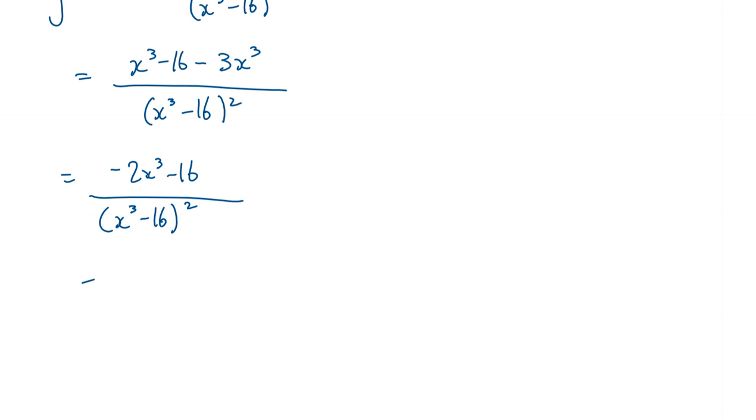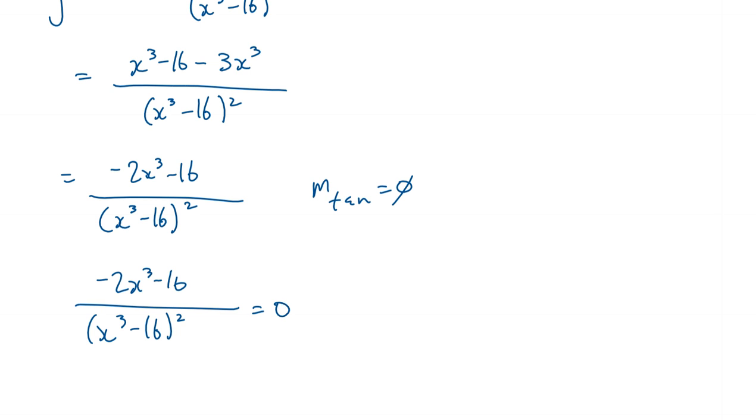So I'm going to say slope of the tangent equals 0. So negative 2x cubed minus 16 over x cubed minus 16 squared equals 0. Sir, you had your hand up? Did you want to say something? Yeah, like that. Now what?